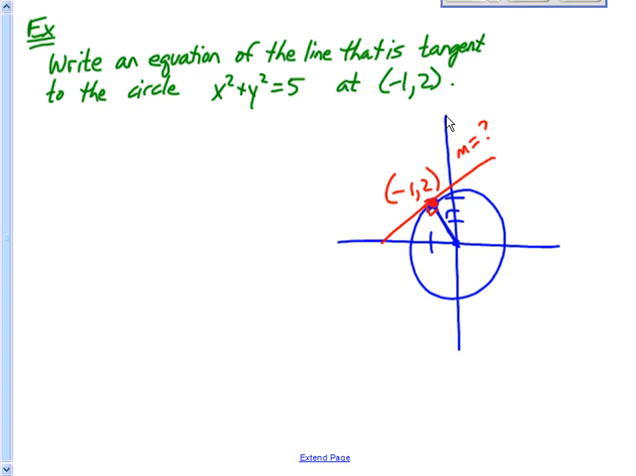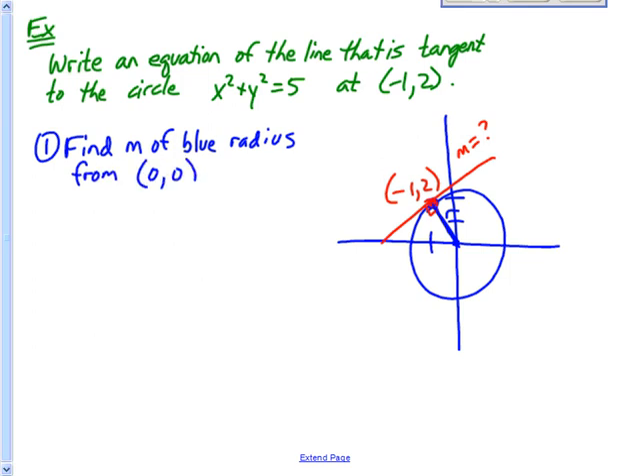So what we're going to do is use this blue line, that radius, and find the slope of that. And then we'll flip it over and change the sign because we know that those lines are perpendicular, and that'll give us the slope of the red line, okay? So that's number one here. Let's find the slope of that blue radius there, which goes from that 0, 0 to -1, 2.